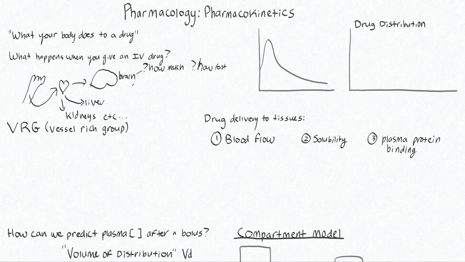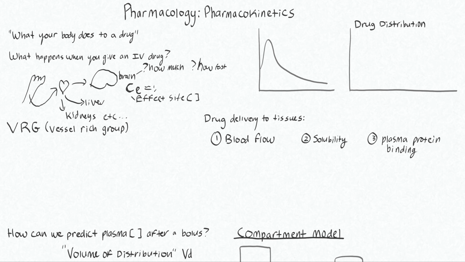For anesthetics, the brain is the effect site. So the concentration at the effect site is what we are concerned with. That's the effect site concentration. And the brain is the effect site of our IV medication.